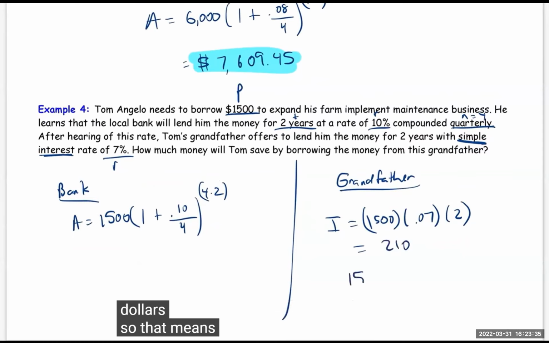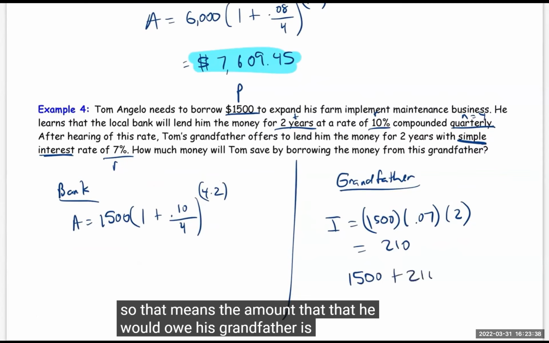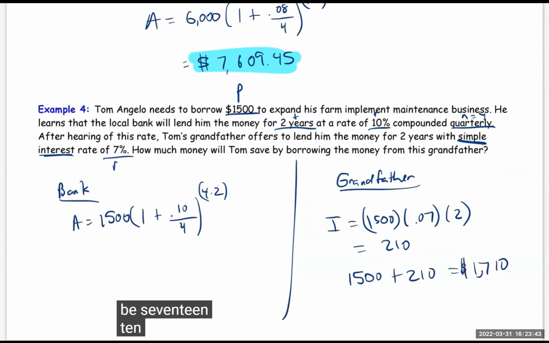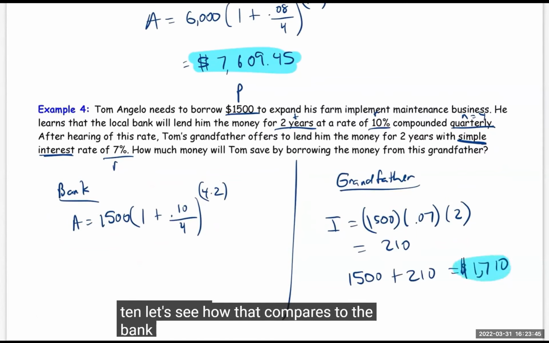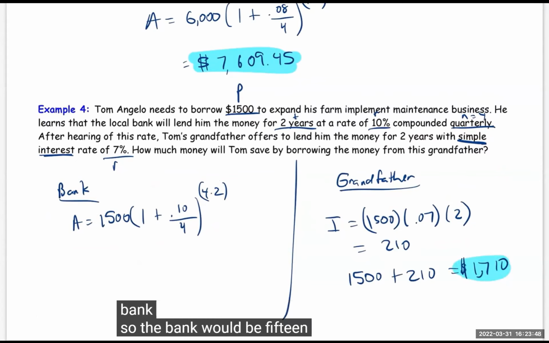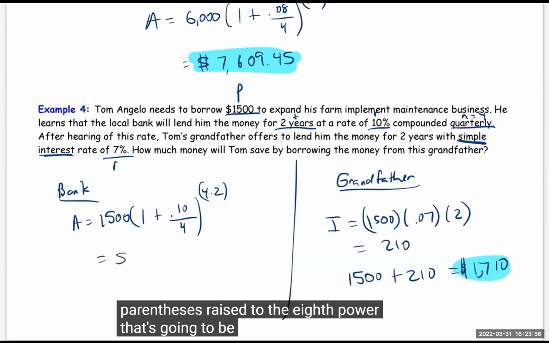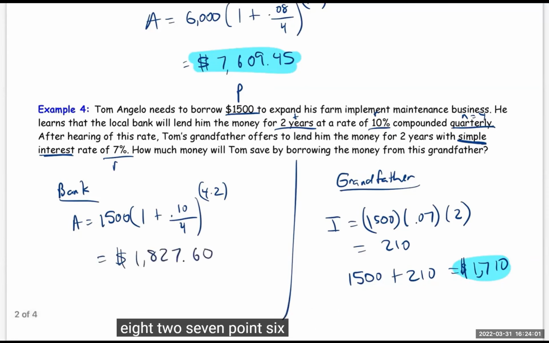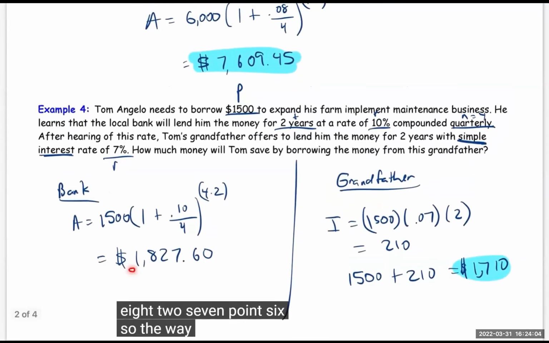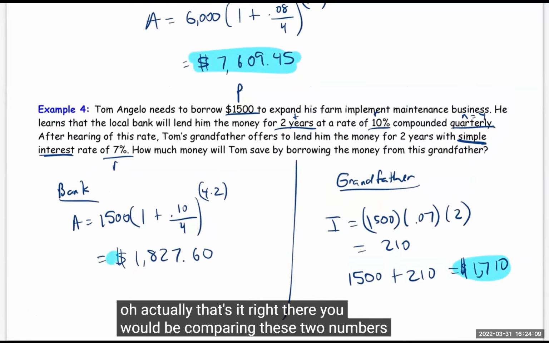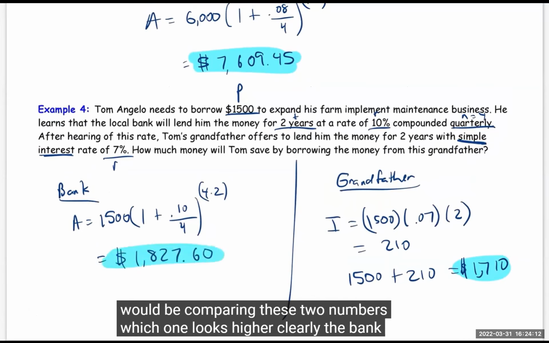So that means the amount that he would owe his grandfather is the original 1500 plus 210, which would be 1710. Let's see how that compares to the bank. So the bank would be 1500, 1 plus 0.1 divided by 4, close parentheses, raised to the 8th power. That's going to be $1,827.60. You would be comparing these two numbers. Which one looks higher? Clearly the bank.